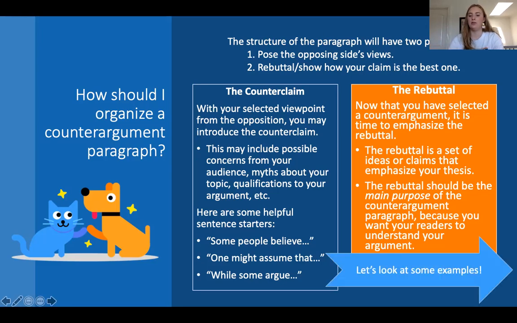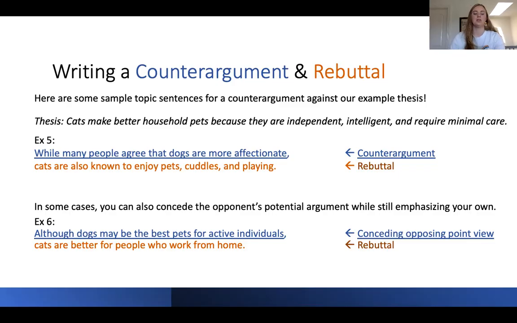Let's look at a couple of examples of how this might work out in our example prompt. Remember our thesis: cats make better household pets because they're independent, intelligent, and require minimal care. In example 5, we have a counterargument followed by a rebuttal. This would be maybe a topic sentence: While many people agree that dogs are more affectionate, cats are also known to enjoy pets, cuddles, and playing. Here, there's room for your rebuttal. You'd spend most of your paragraph talking about how cats show affection, or why cats are still affectionate pets.